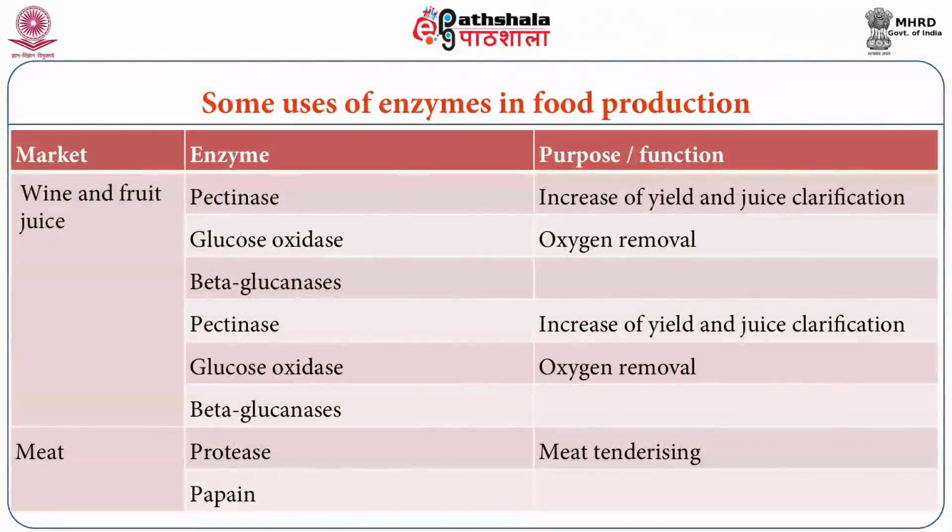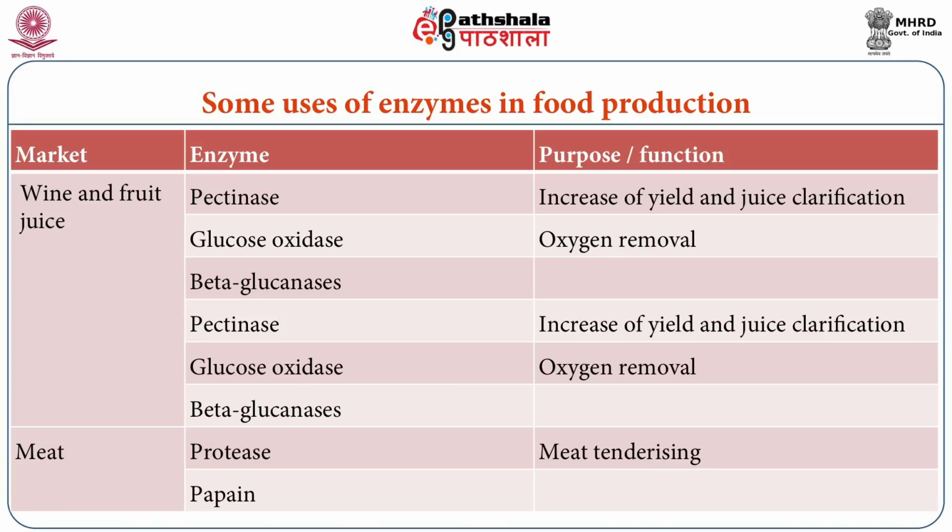Continuing with the uses of enzymes, again in the field of wine and fruit juices, pectinases are very commonly used. They are used for definitely getting clear juices, that is for juice clarification and also for increasing the yield of juices. Because if we get clarified juices and the pectin is clearing the juice, we need not remove those residues. Thus, we get more yield. Glucose oxidase is again used for oxygen removal. There are other enzymes which are used like beta glucanases with similar purposes. Again, pectinase and glucose oxidase are very important in this industry, which gives better products and improved yield of the products.